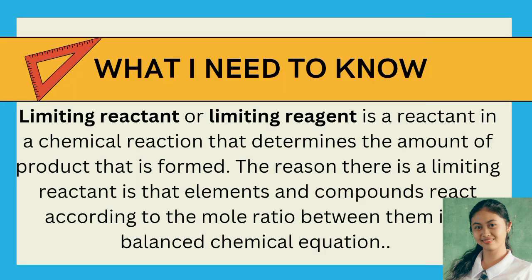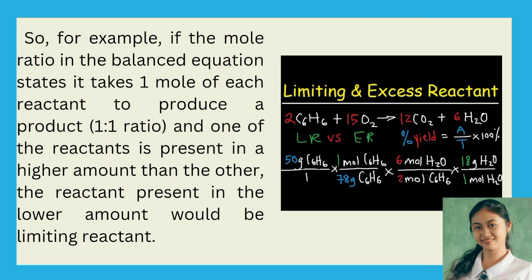So, limiting reactant or limiting reagent is a substance in a chemical reaction that determines the amount of product formed. Reactions follow the mole ratio specified in a balanced chemical equation, which is why a limiting reactant exists. For example, 1:1 means 1 mole of each reactant is needed. The reactant with less quantity runs out first and is the limiting reactant, while the other is in excess.